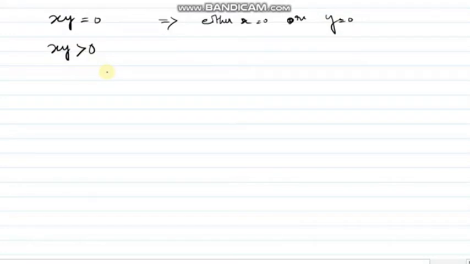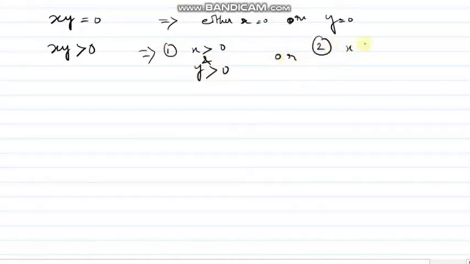So a positive product of two elements means we have two cases. The first case is x greater than 0 and y greater than 0, that is both positive. Or we have the second case, both negative. Both negative also means that the product is positive, right? Now if xy is less than 0, what will happen?